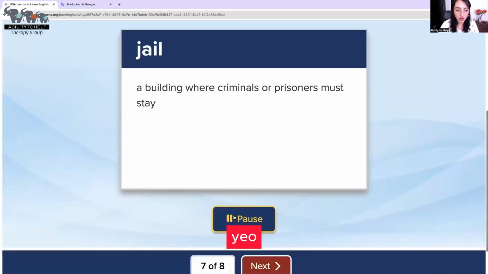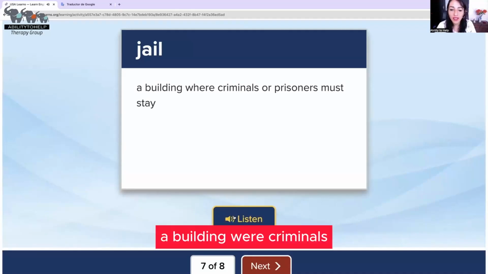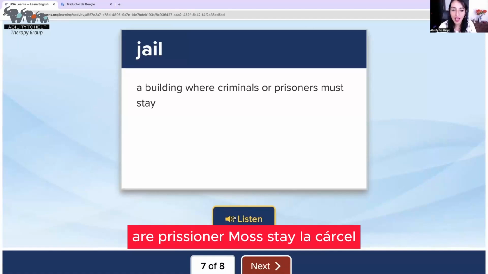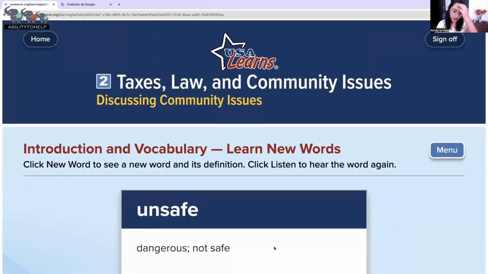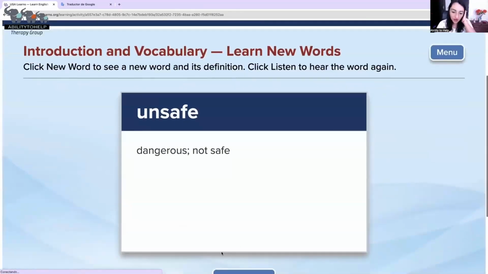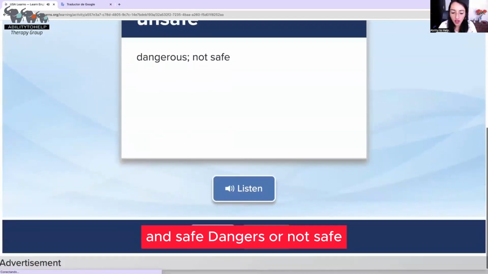Jail. A building where criminals or prisoners must stay. La cárcel. Unsafe. Dangerous or not safe.